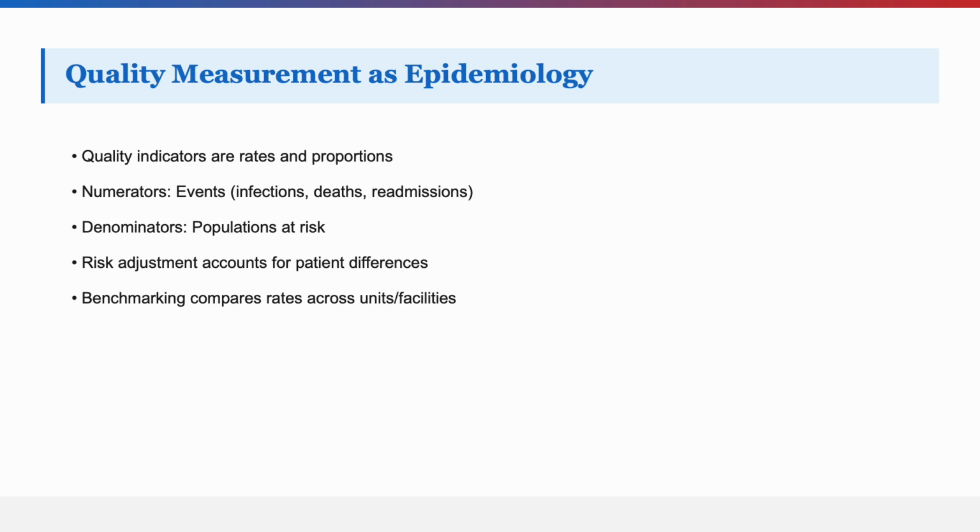Risk adjustment accounts for patient differences between units or facilities. A hospital treating sicker patients will have worse raw outcomes. Risk-adjusted rates enable fair comparison by controlling for patient characteristics. Benchmarking compares your rates to external standards, other units, other facilities, national averages. This is descriptive epidemiology applied to quality assessment. When you track quality indicators, you're doing epidemiology. The same principles of measurement, comparison, and interpretation apply.